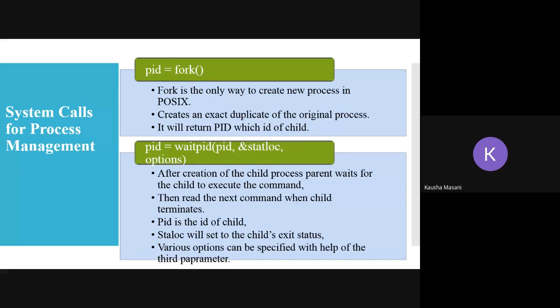And with the stat lock, it will get from the system call that the status of this child process is now finished, either 0 or 1, whichever is set. Then it is going to read the next command. So what is this read the next command for? It is for the parent process: it is told that its child process is over, and now it can continue with its remaining process. Okay. Fine.